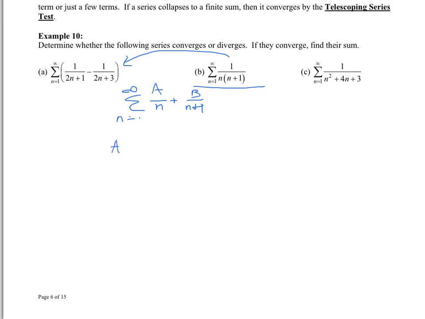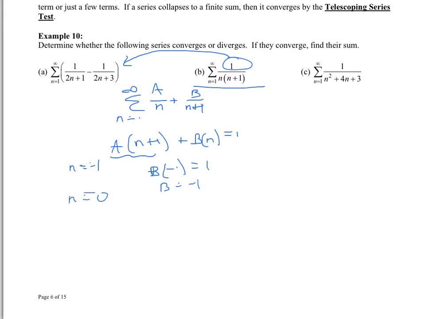Okay, so then we have A times n plus 1 plus B times n equals 1, because we need the sum, when we get the common denominator, to equal the 1 in the original. And so when n is -1, the first term would go to 0, and we'd end up with B times negative 1 equals 1, so B equals negative 1. And when n equals 0, which is what would make the second term 0, then we have A times 1 equals 1 and A equals 1.